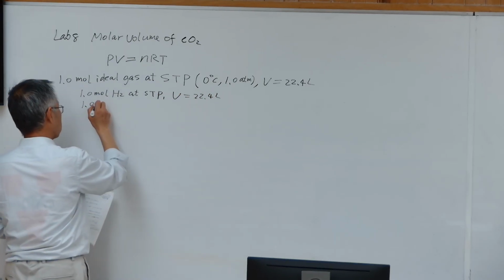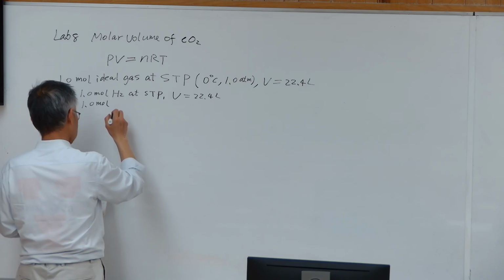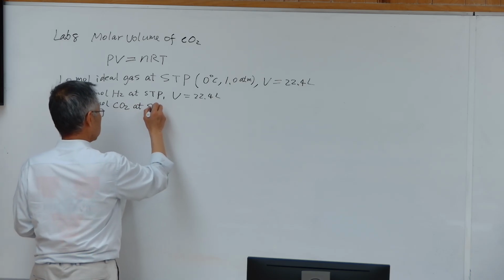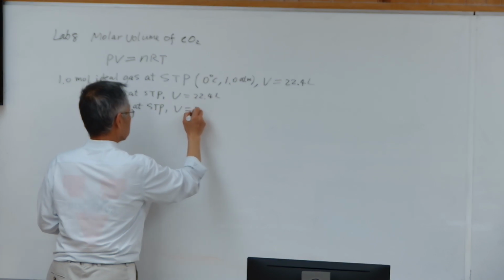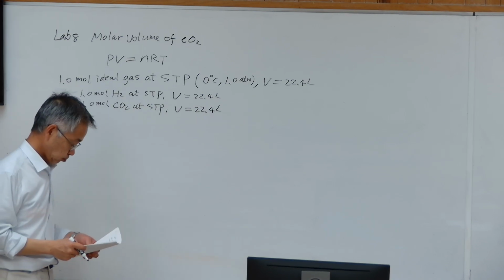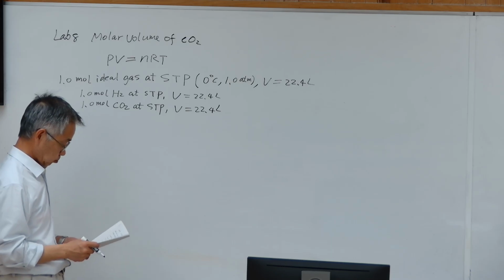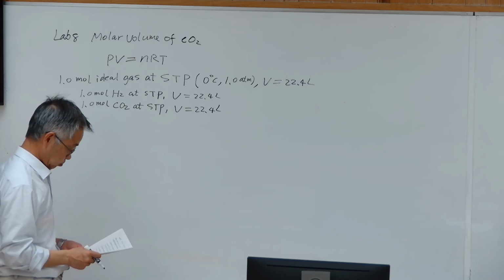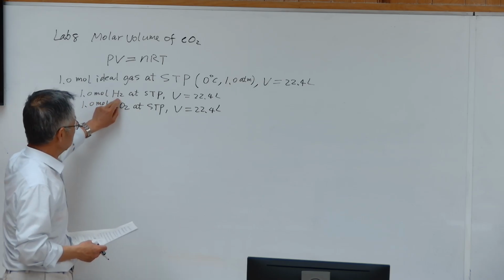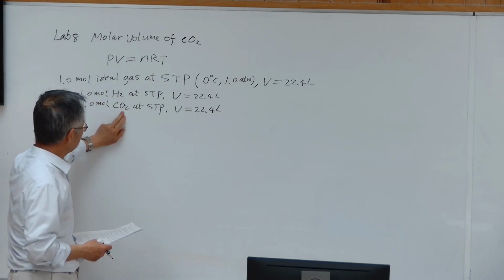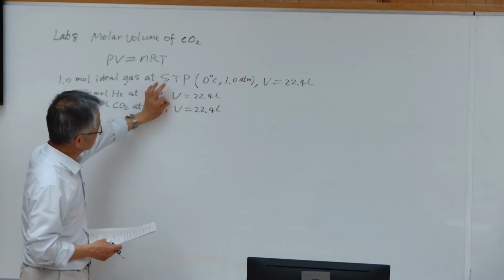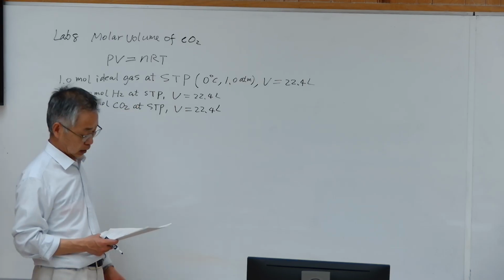If 1 mole carbon dioxide at STP, volume also 22.4 liters. Even though the mass of 1 mole hydrogen gas is 2 grams and carbon dioxide is 44 grams, their volumes are the same at the STP.